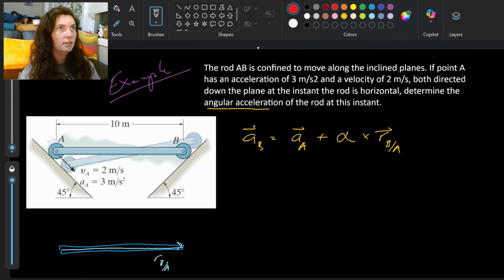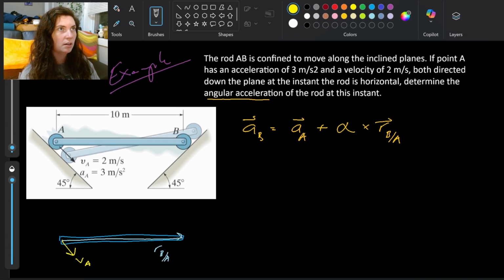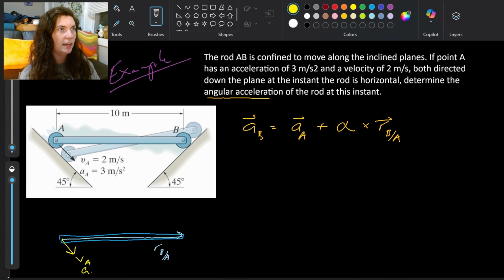Our VA is down this 45 degrees, so this is VA. It's also the same for our acceleration of A.